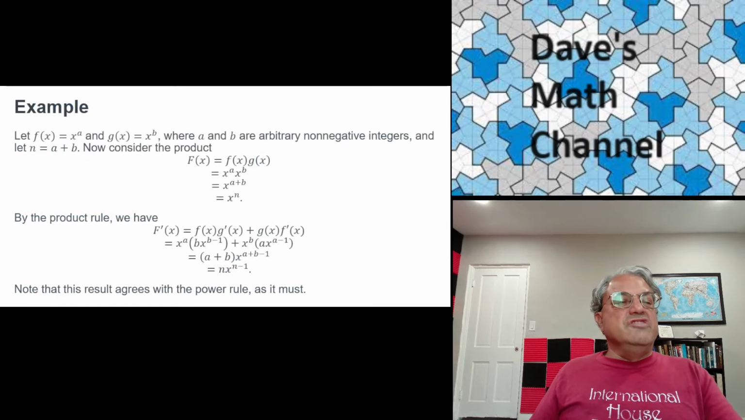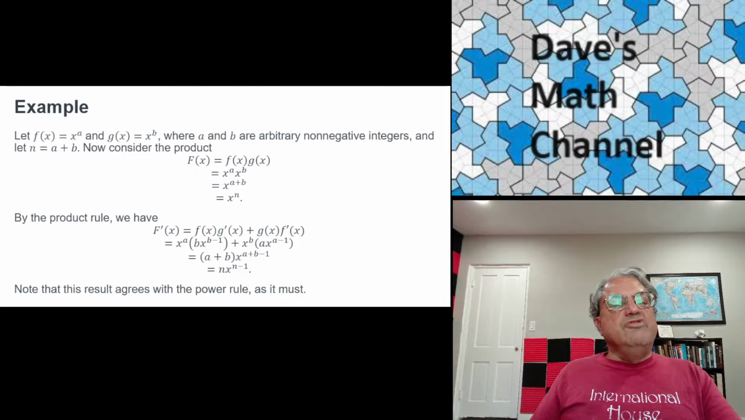And I just want to finish with an example. This is kind of a nice example, I think. Let's let f and g both be powers. So let's let f of x be x to the a and g of x be x to the b, where a and b are both non-negative integers. And we already know how to differentiate these functions because I did a video on the power rule a few days ago. So now, just for fun, let's calculate the derivative of the product. Let capital F of x be little f of x times little g of x.